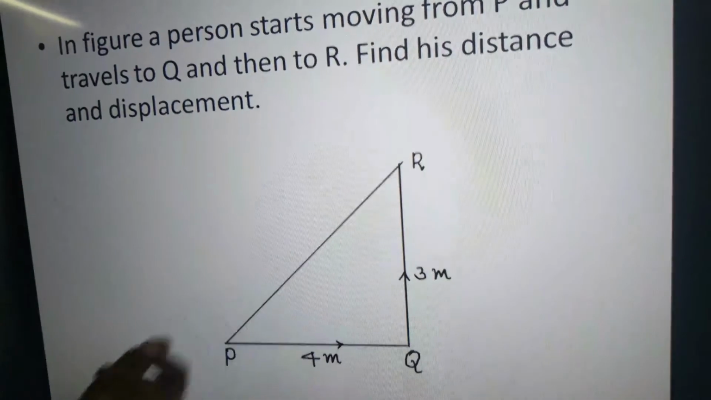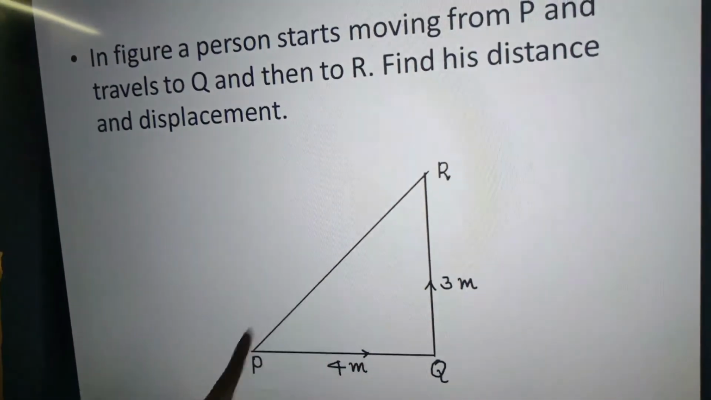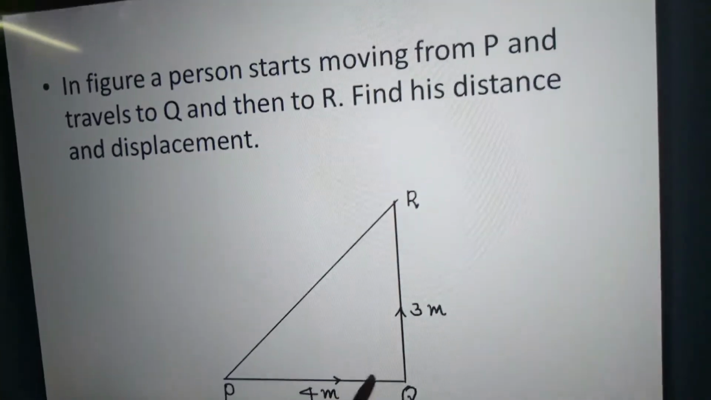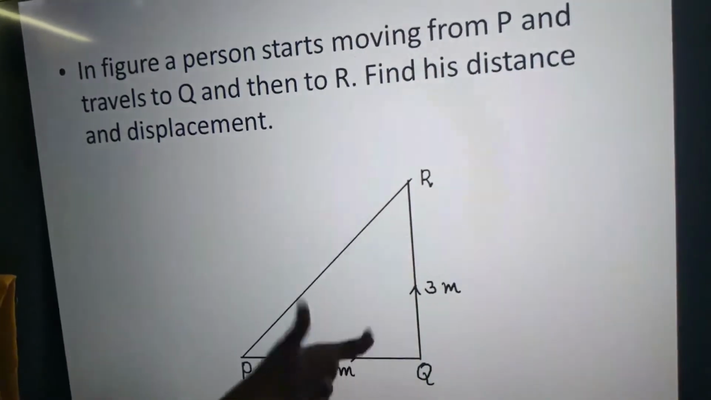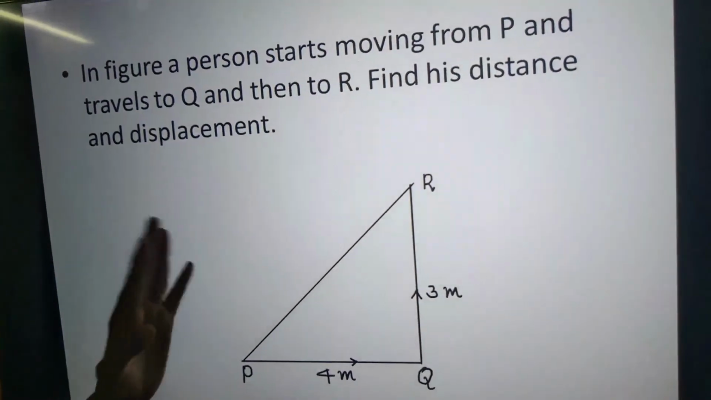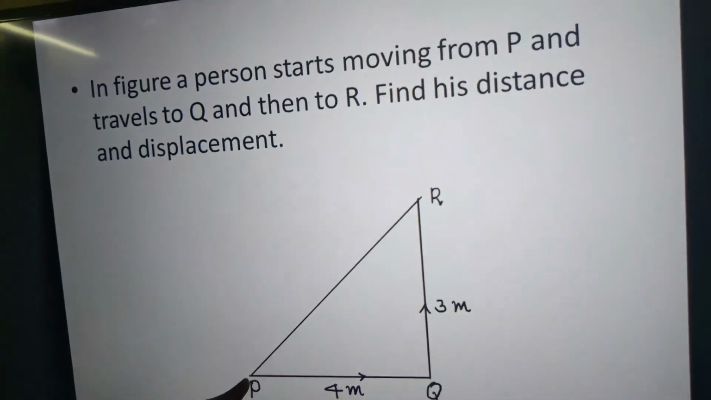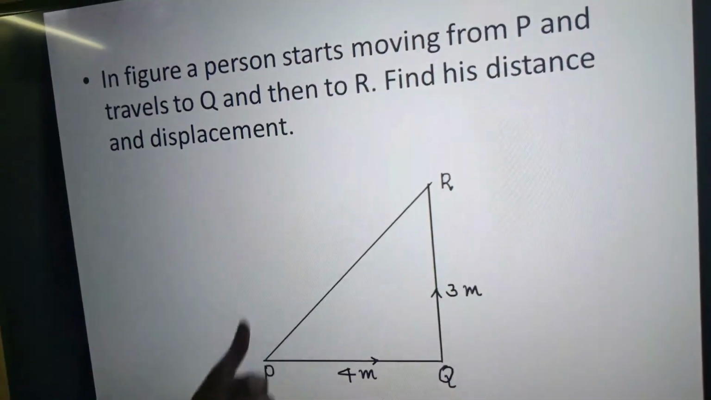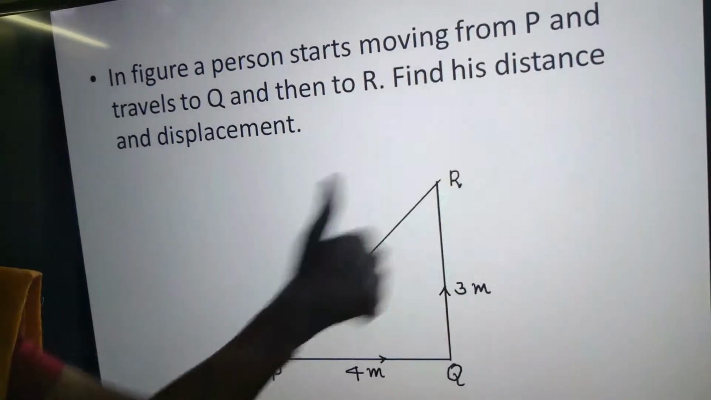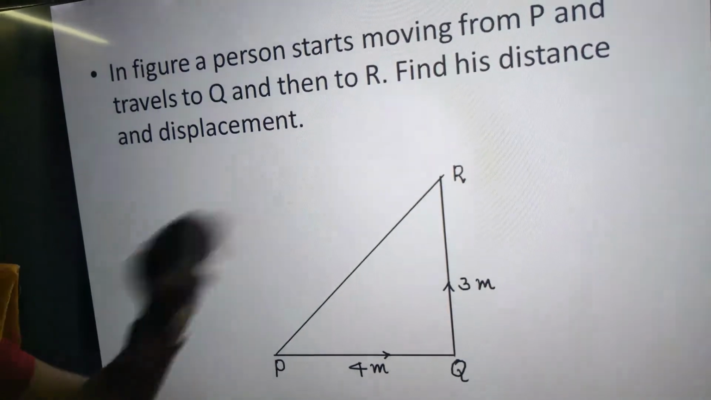Again, let's apply the same logic. For finding distance, we should know the path: 4 plus 3. So what is the distance travelled? 7 meter. So that is over. Now for displacement, what is the rule? Find the starting point and end point. Draw a straight line from starting to end point. So this line will give us displacement.